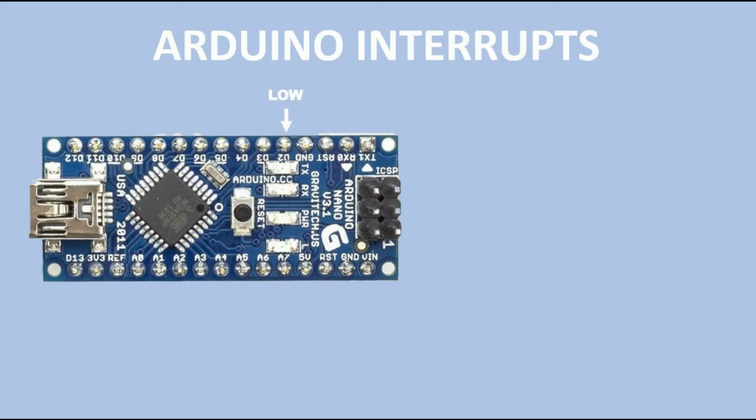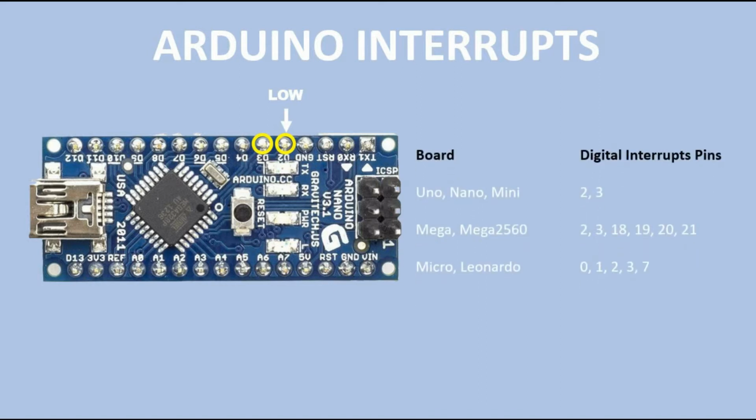Not all digital pins support interrupts. This is, for instance, the Arduino Nano, and for this type of microcontroller, only digital pin 2 and 3 can be used for this purpose. Here's the table that shows interrupt pins for the most commonly used Arduino microcontrollers.